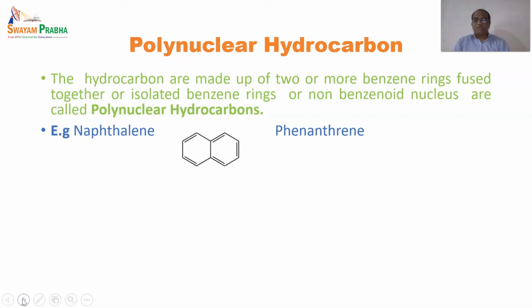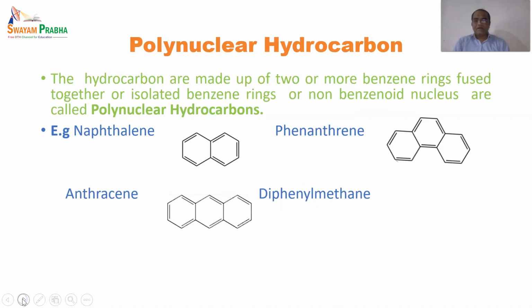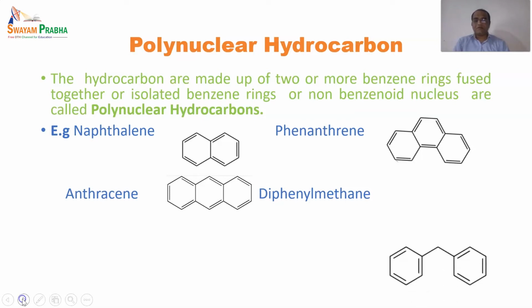One of them is naphthalene. Two benzene rings have been fused. After that we will look at phenanthrene. So phenanthrene and anthracene each have 3 aromatic rings. But the only difference between phenanthrene and anthracene is that anthracene has a linear chain of aromatic rings, or they are arranged linearly, and phenanthrene is not a linear one, or we can say it is a non-linear one.